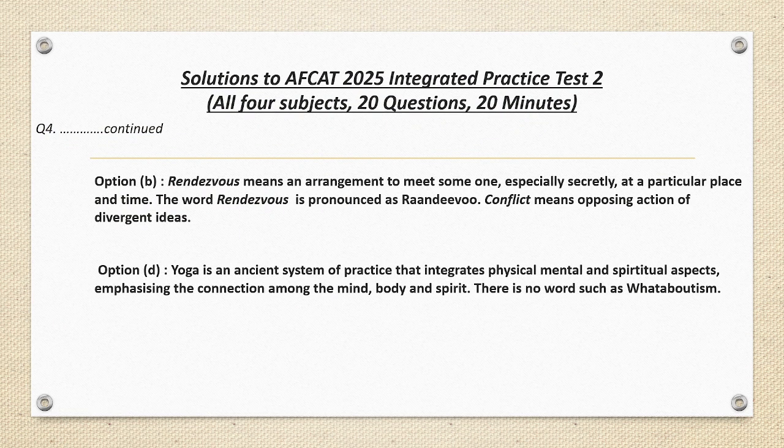Now, option B, it is rendezvous and conflict. Right. Now, rendezvous, right? It is to be pronounced as rendezvous. It is an arrangement to meet someone, especially secretly, at a particular place and time. Right? And conflict means opposing action of divergent ideas. Right? And again, these are not the words selected by Cambridge Dictionary and Merriam-Webster.